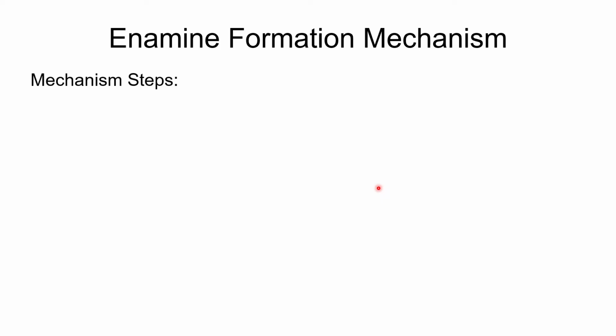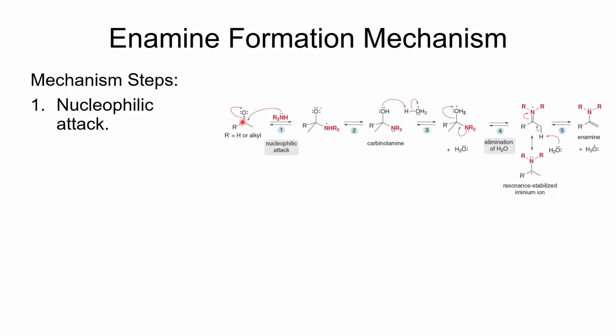When it comes to the mechanism, the first step is just like the first step of imine formation, which is we get nucleophilic attack of our amine on the carbonyl compound. That nucleophilic attack, when it happens, we get this intermediate, which we have to do proton transfer, which I should probably put in quotes. I mean, we do transfer a proton, but is it the same proton? I don't know. So we will get this carbonyl amine.